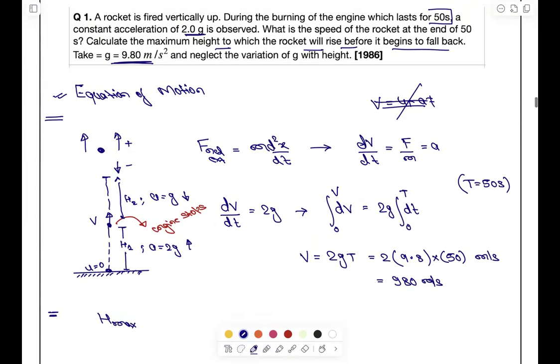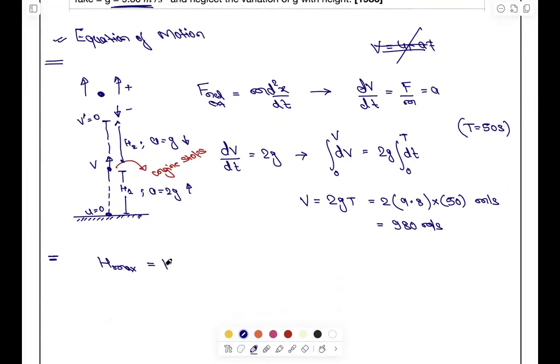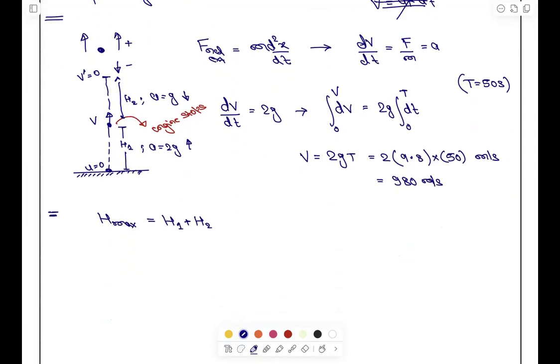At the maximum height, its velocity, let's say v dash, will again become 0. So h max will be nothing but h1 plus h2, right? So we have to calculate both. Let's calculate them. It's very easy to calculate.